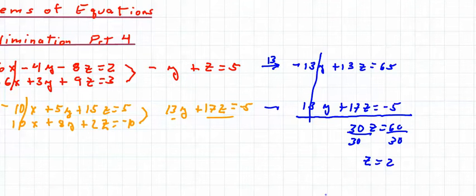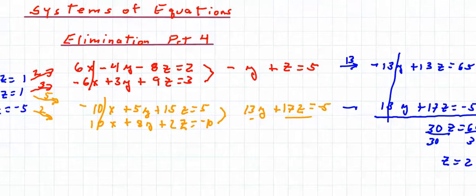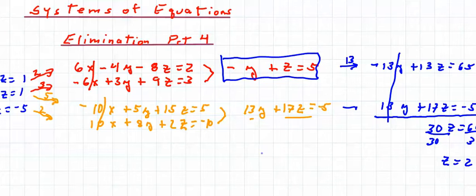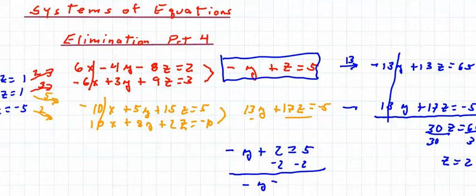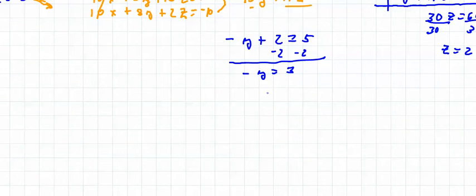All right, now we just go back like we have been. I'm going to use this equation right here, and I'm going to find out what y is. Negative y plus z, z is 2, equals 5. Subtract 2. Negative y is equal to 3. If we multiply or divide by negative 1, we find out that y is equal to negative 3.